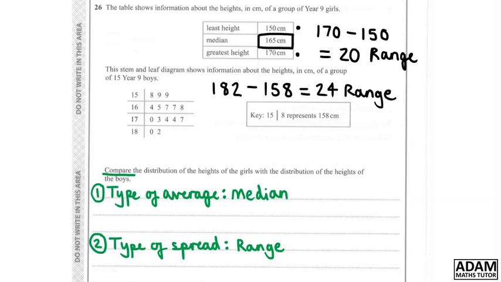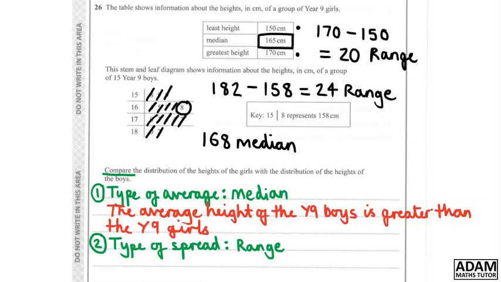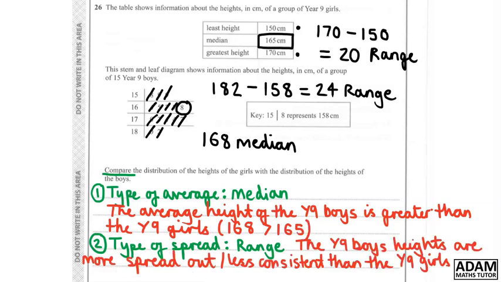And I can find the median by crossing off the smallest and the largest, the next smallest and the next largest, and continue until I get to my middle value, which would be the median, 168. Now I can write down some comparing statements. The average height of the Year 9 boys is greater than the Year 9 girls, and that's because 168 is greater than 165. The Year 9 boys' heights are more spread out or less consistent than the Year 9 girls, and that's because 24 is greater than 20.